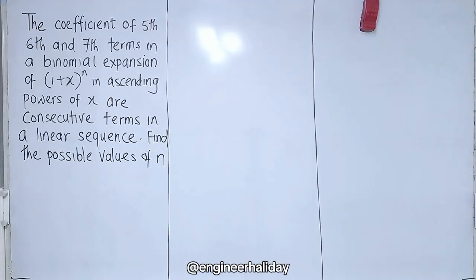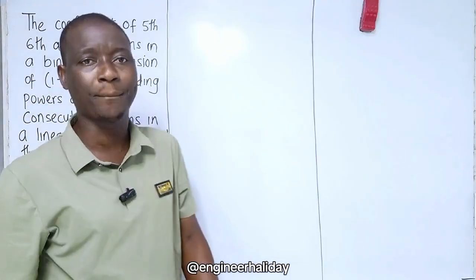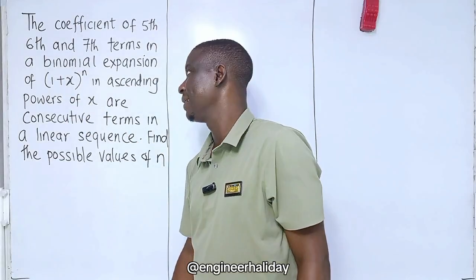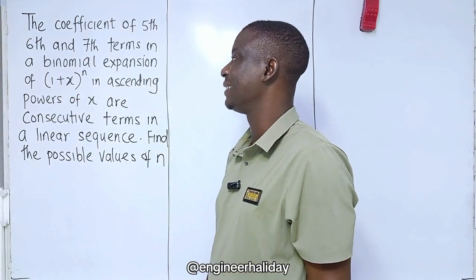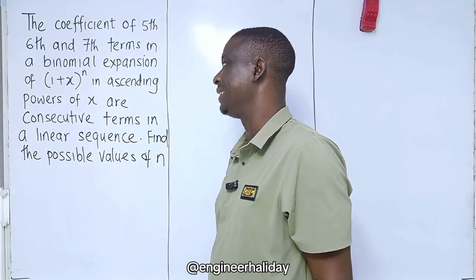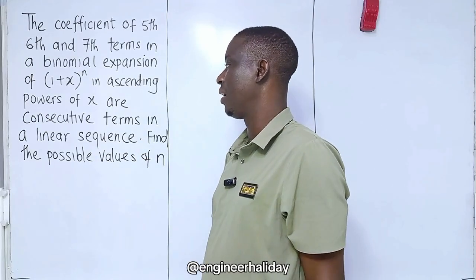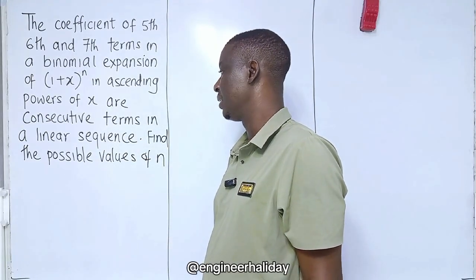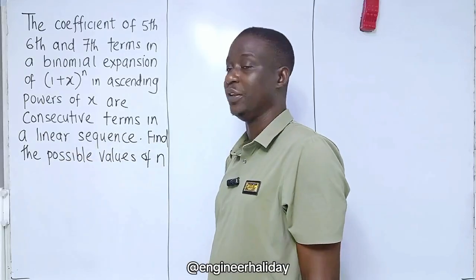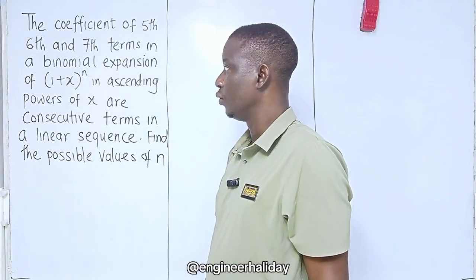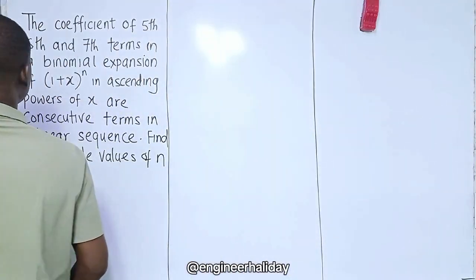Hello guys, we want to solve this problem. They said the coefficients of the fifth, sixth, and seventh terms in the binomial expansion of (1 + x)^n in ascending powers of x are consecutive terms in a linear sequence. Find the possible values of n. So now what do we do?